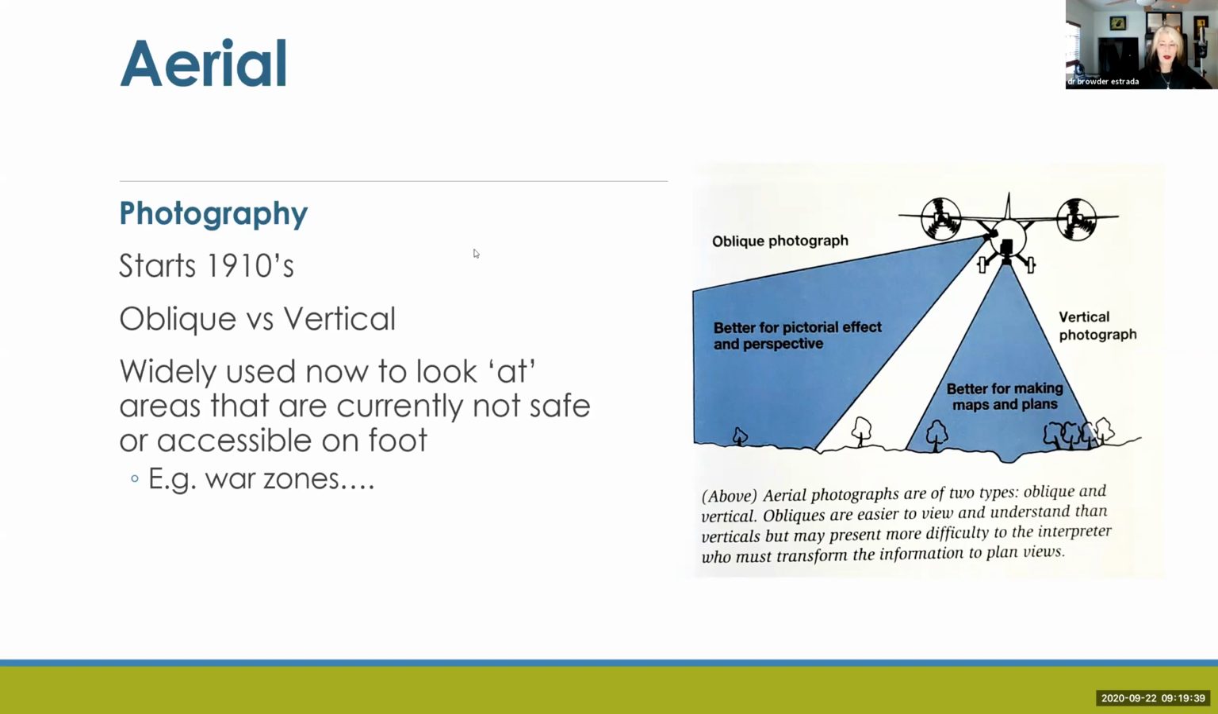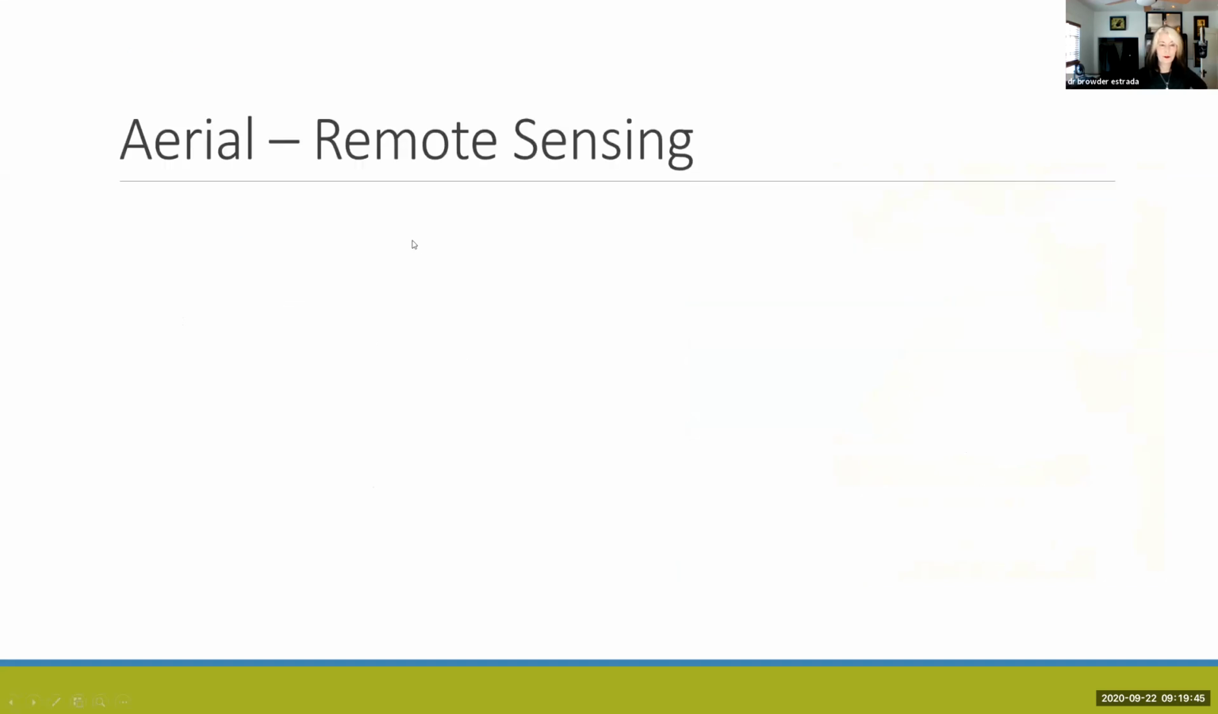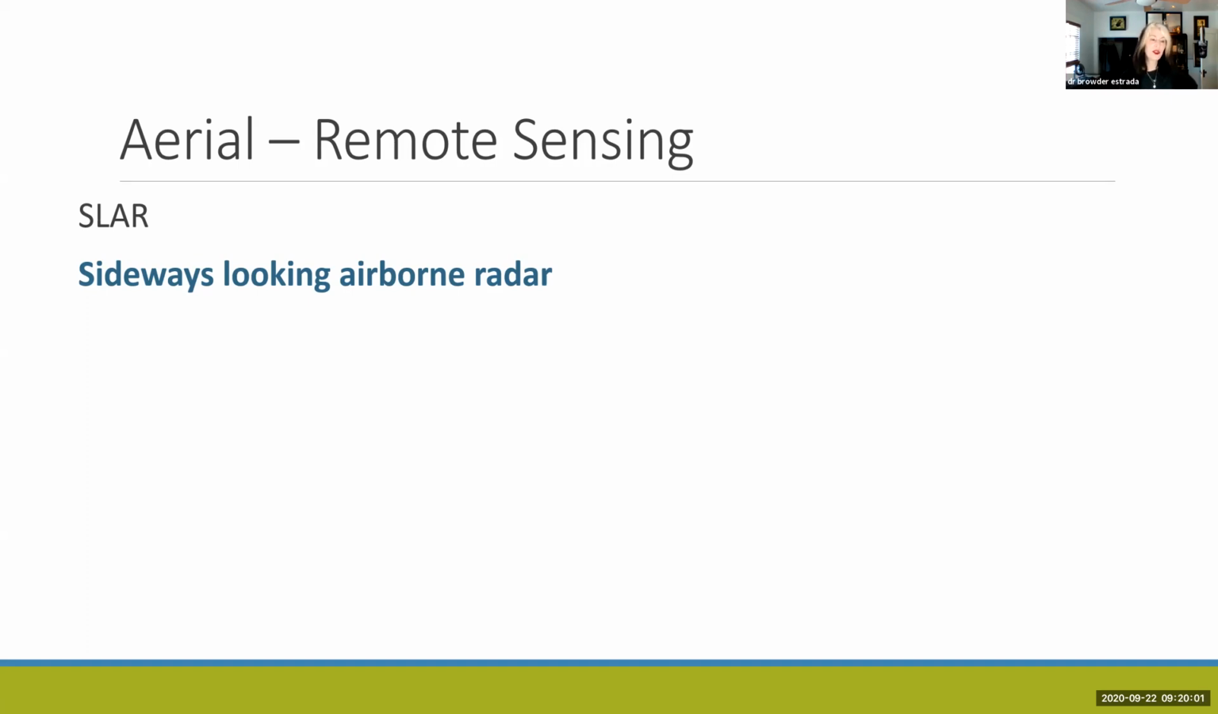Okay, so aerial, vertical versus oblique. Now, remote sensing. Two types of remote sensing are going to be important for us this semester, and they're developing some other techniques all the time, but let's just look at the two that have been used the most.